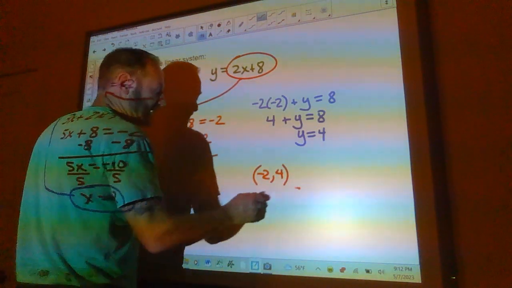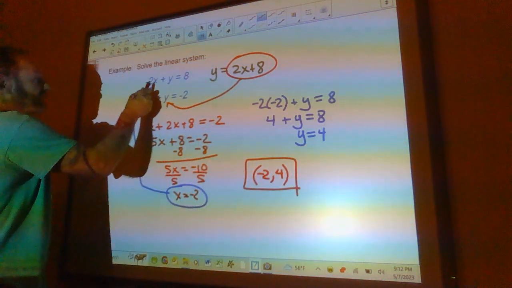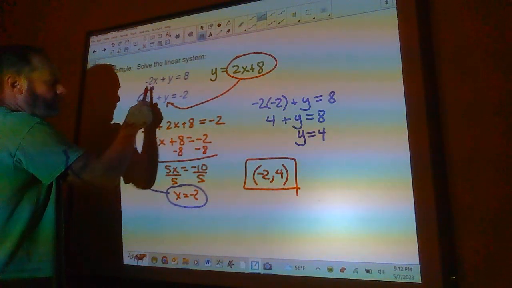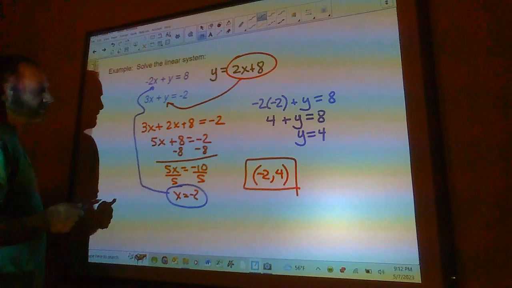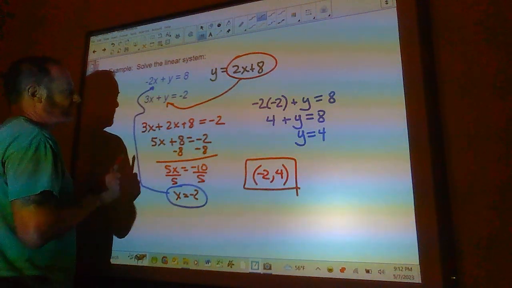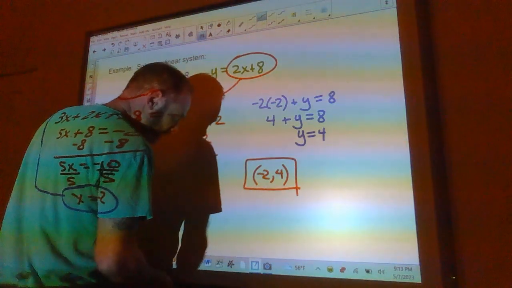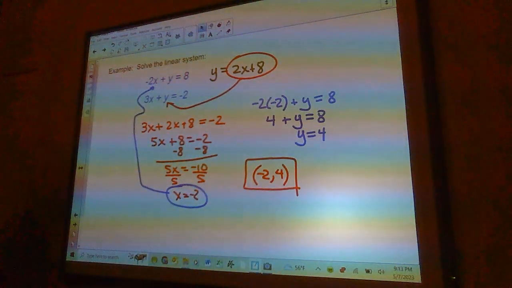And I should check that. So I can take negative 2 and plug it in here, and 4 and plug it in here. I get negative 2 times negative 2 is 4, plus 4 is 8. So that works. 3 times negative 2 is negative 6, plus 4 is negative 2. Winner, winner, chicken dinner. There we go. So we're good to go there.